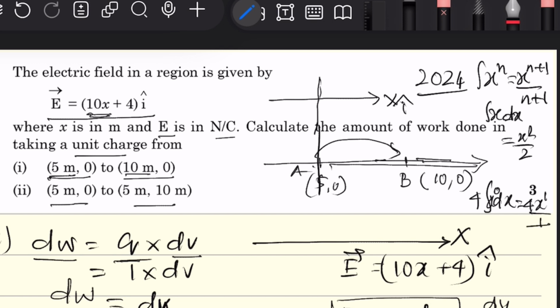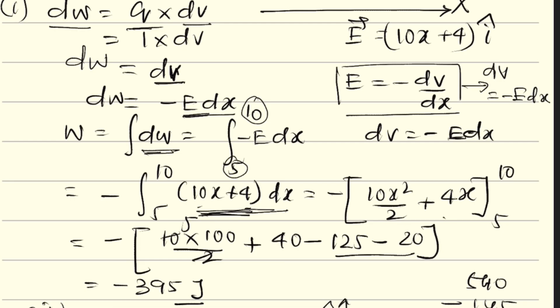So the integration of 4 dx is 4x, and the integration of 10x is, 10 is constant, integration of x is x square by 2. Now put the lower limit 5 and upper limit. First the upper limit we put in place of x, then the lower limit. So it is coming around minus 395 joule. So this is the work done.